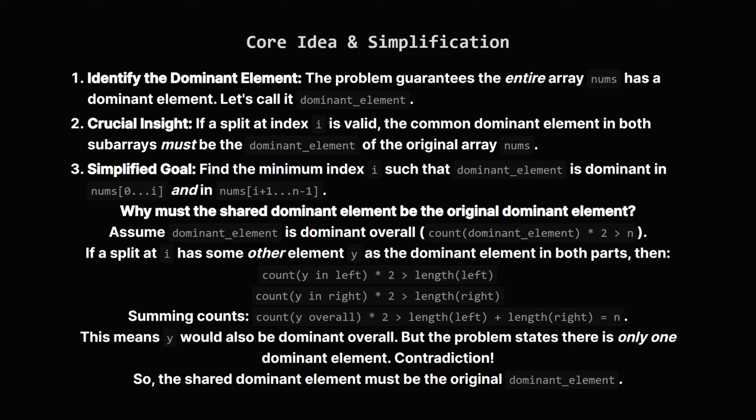Find the dominant_element of the entire array nums. 2. Iterate through possible split indices i from 0 to n-2. For each i, check if dominant_element is dominant in nums[0..i] and dominant_element is dominant in nums[i+1..n-1]. Return the first i that satisfies both conditions.